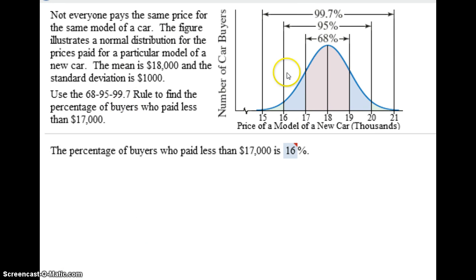So for 25 here, what percentage of buyers paid less than 17,000? Well, let's use the 68% are in between 17 and 19. That means the other 32% are split equally, with 16% below that and 16% above that. So the people who paid less than 17,000, there'd be 16% there. Just like there's 16% who paid more than 19,000. Altogether that equals 32%, because the other 68% are in between 17 and 19.